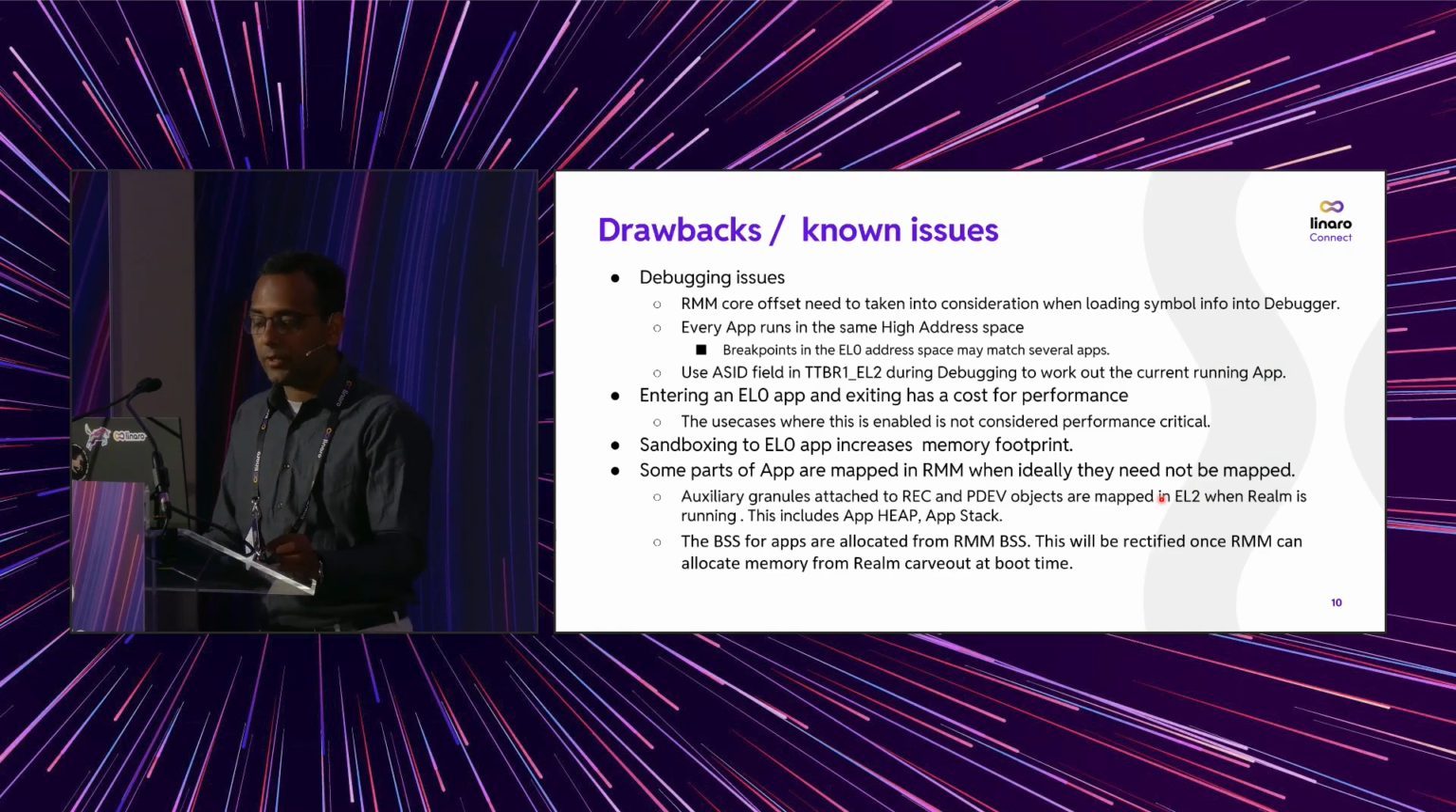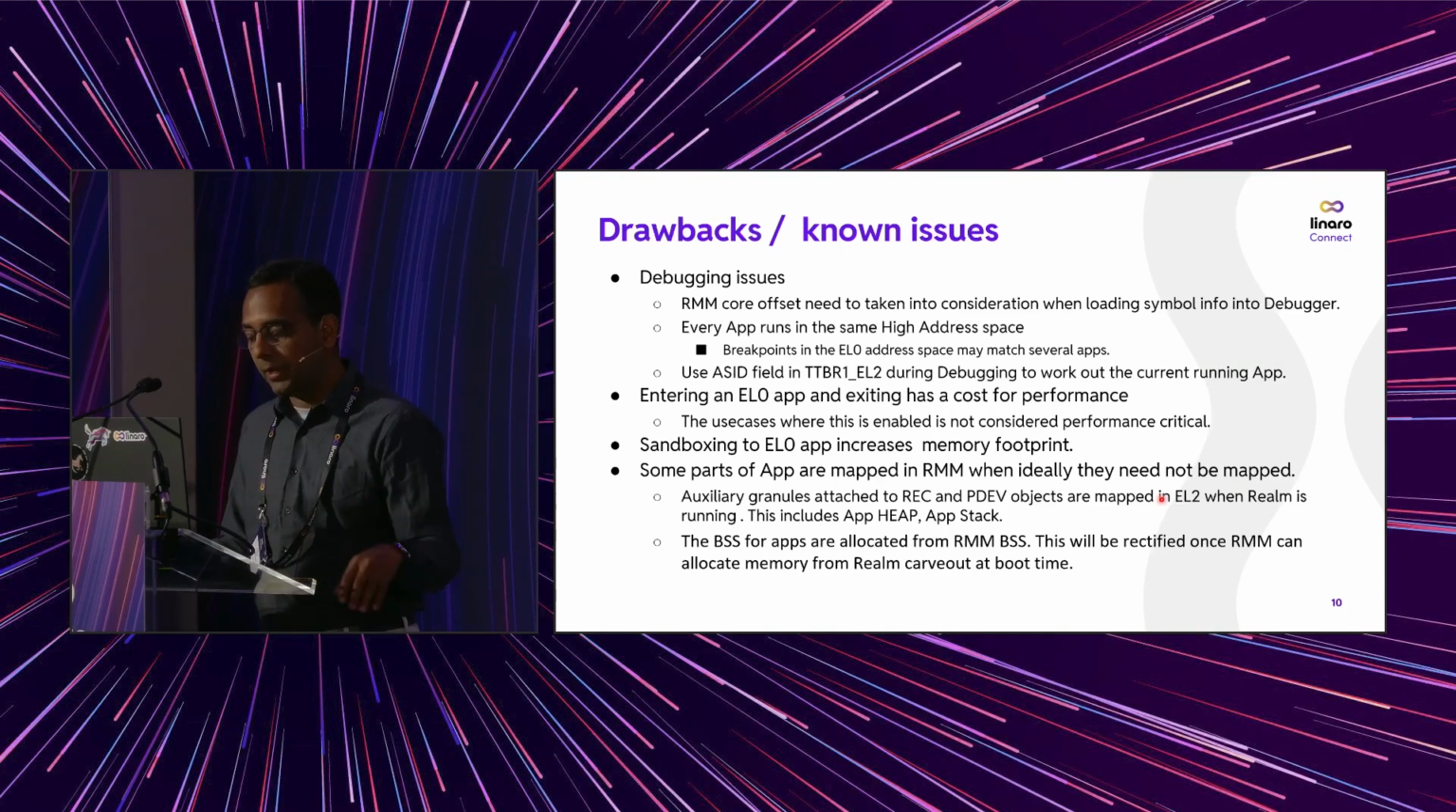Also, the BSS for some of the per-CPU allocations for the app is coming from the RMM BSS, which means that this is getting mapped into the RMM EL2 address space. We will be rectifying this once RMM is able to allocate memory from the Realm carve-out in a more dynamic fashion.